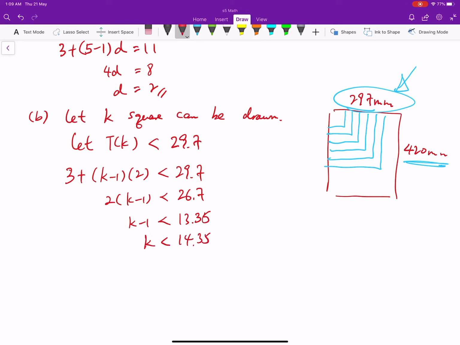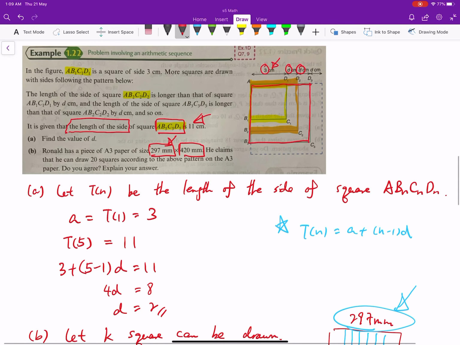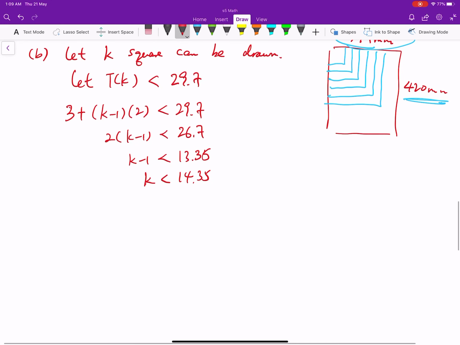So what is the meaning of k smaller than 14.35? It means at most you can draw 14 squares with this A3 paper, right? So what is the claim? You can draw 20. Is it correct? Then obviously it is no, right? So you just simply give the conclusion.